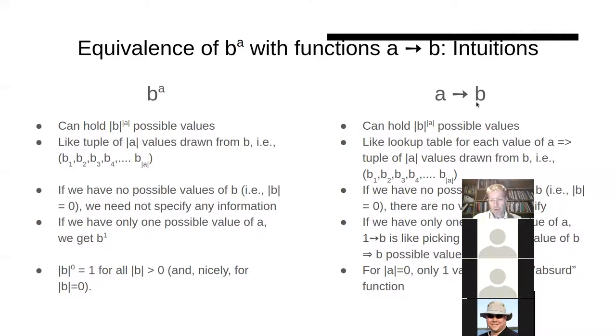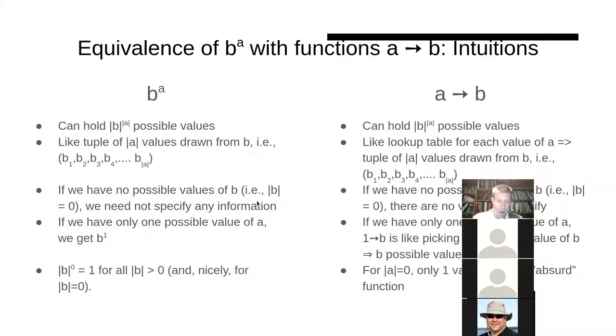This is like bit vectors. For each value of A, we have to specify what bit it corresponds to. It's like a bit vector of length A, where each value of A has a certain value of true or false associated with it. So it can hold B to the A possible values. B here might be 2, for example, in which case it would be 2 to the A possible values, to the number of elements of A. If we have no possible values of B, there are no values to specify. There's no possible function, right? It's 0 of these. And the same thing is true here. If you have B as 0, look at this even as a mathematical expression, we get 0 to any power greater than 0, we get back 0. There are no values to specify.